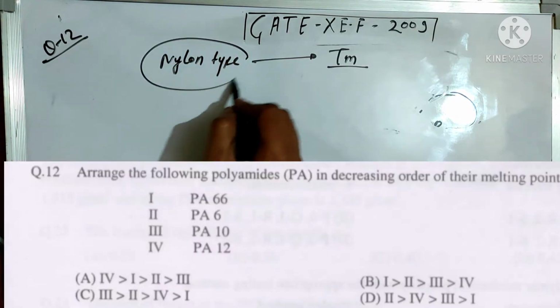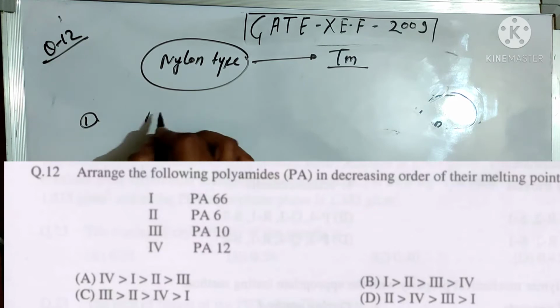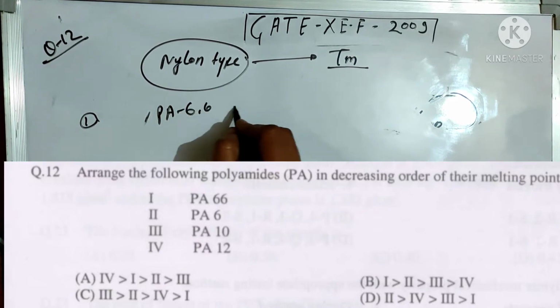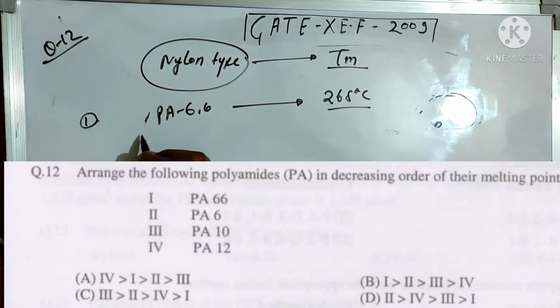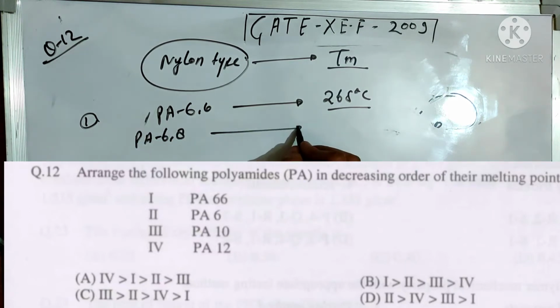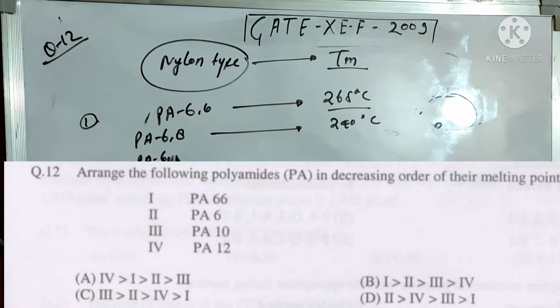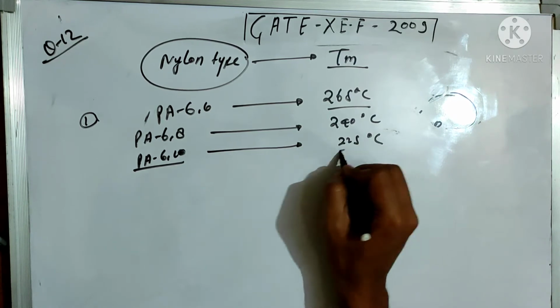The melting point of the different types of nylon. First is nylon 6, polyamide 6, which has a melting point around 265 degrees centigrade. Polyamide 6,8, nylon 6,8 has a melting point of 240 degrees centigrade. Polyamide 6,10, nylon 6,10 has a melting point around 225 degrees centigrade.